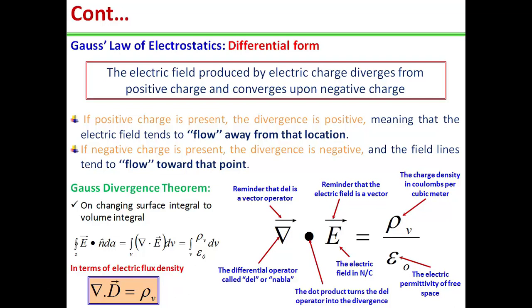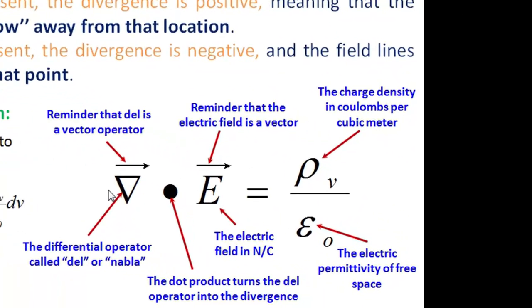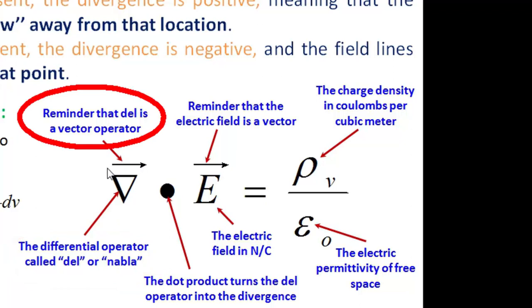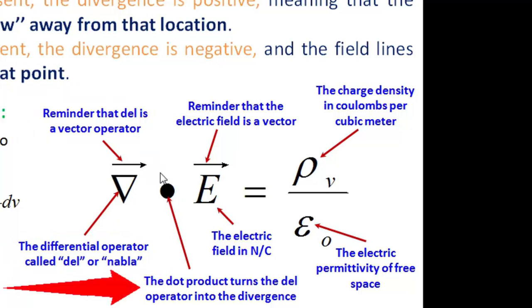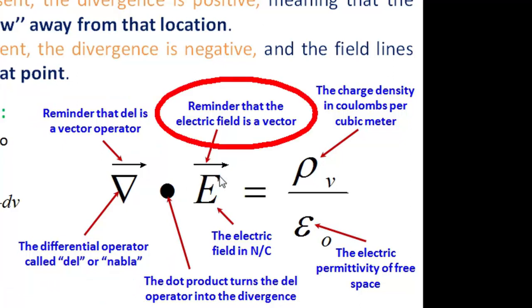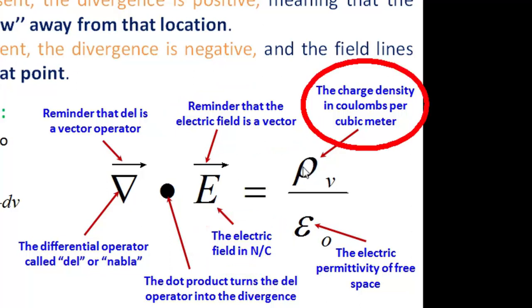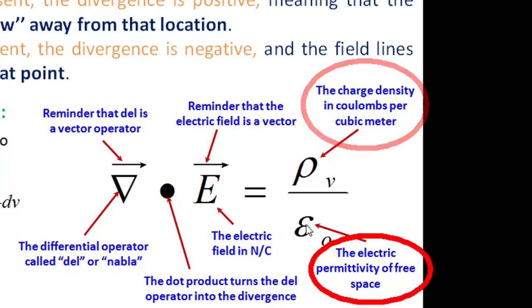Here the full explanation of the differential equation is given. Here del is basically an operator. It is known as del, or you can say nabla, and it is a vector quantity, so the arrowhead is present. The dot product turns the del operator into the divergence, and the electric field is a vector quantity, so here the arrowhead is present, and the electric field has the unit newton per coulomb or volt per meter, and rho_v is the volume charge density enclosed within the surface, and epsilon naught is the electric permittivity of free space.